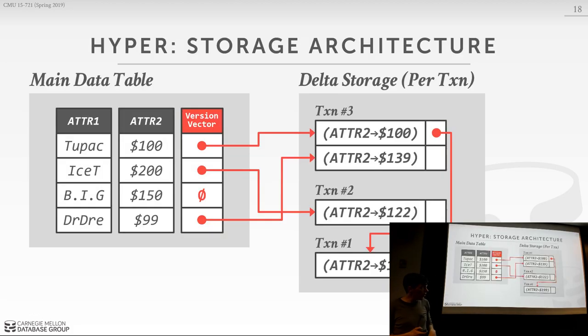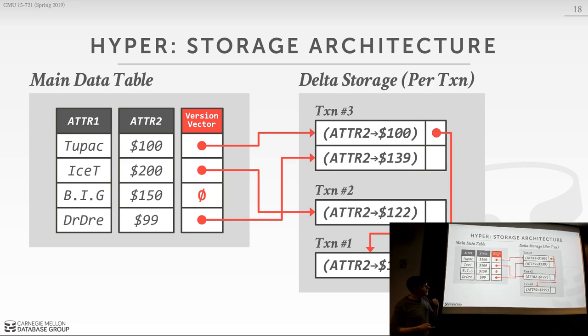So let's look at a high-level overview of the architecture. We're going to have our main data table. And again, HyPer is a column store, so all the values for a single attribute will be stored together in a contiguous block of memory. But then they're also going to maintain a separate column called the version vector. The version vector is going to be a 64-bit pointer to the head of the version chain stored in the delta storage space. So if a pointer exists, then it's pointing to a version. If the pointer is null, then whatever's in the main table space is considered the latest version.